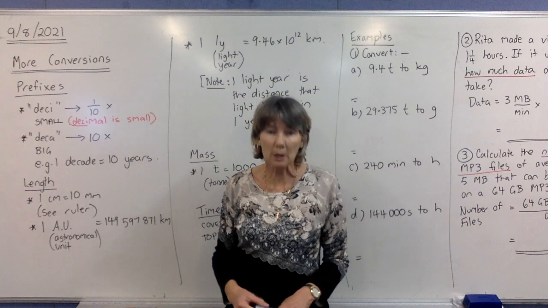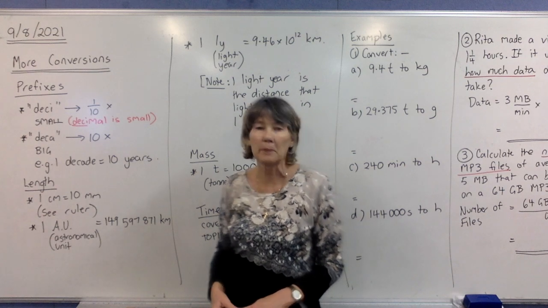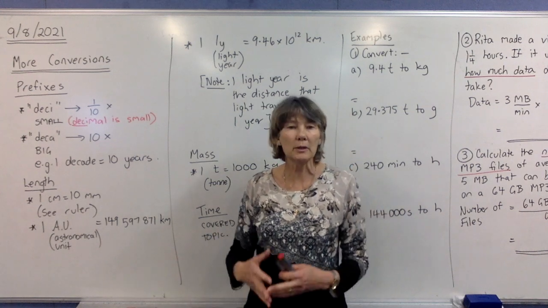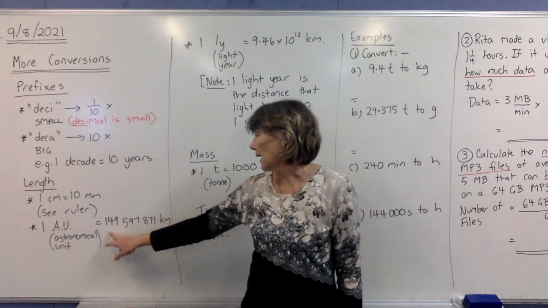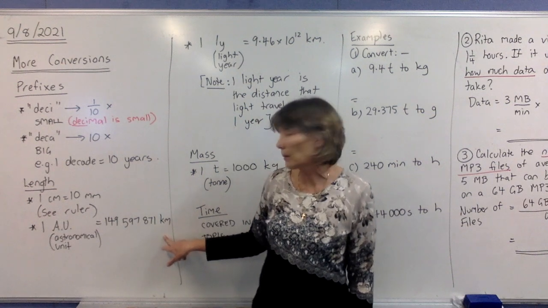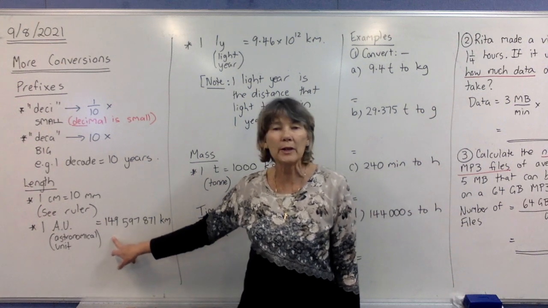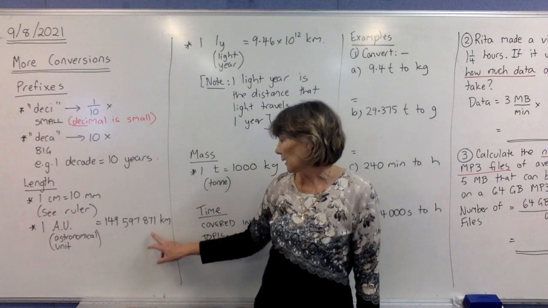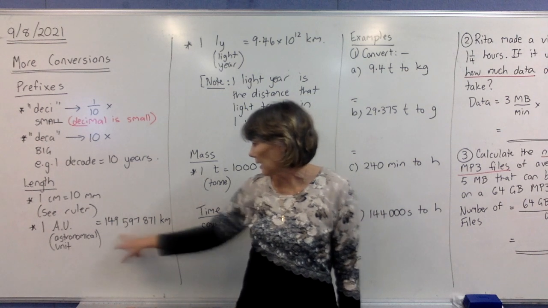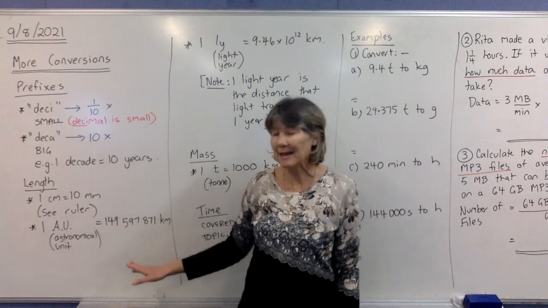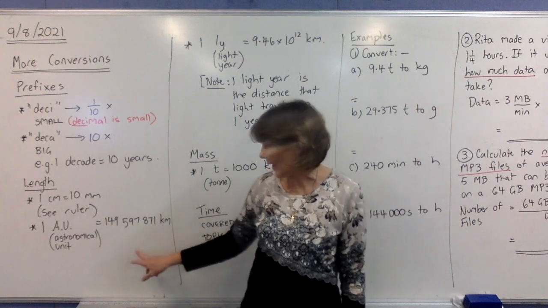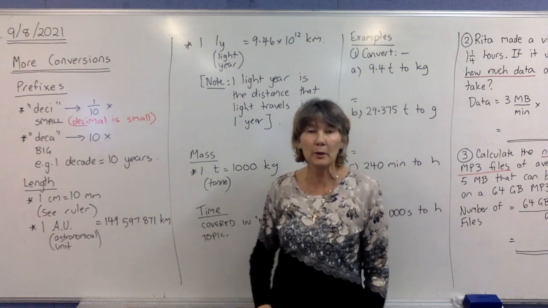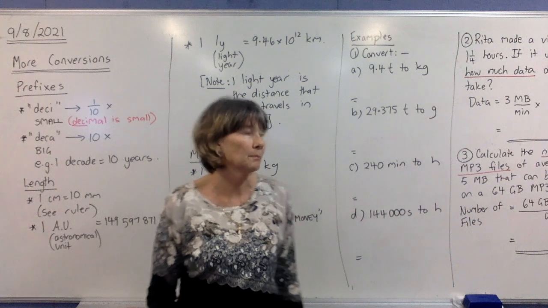1 AU. An AU is an astronomical unit. It gets used in science more than it does in maths, but you will need a lot of maths in your science to do it. It's to do with distances in space, and this is what it equals. 1 astronomical unit equals 149,597,871 kilometres. Okay, so 1 astronomical unit. It's a big distance in space.